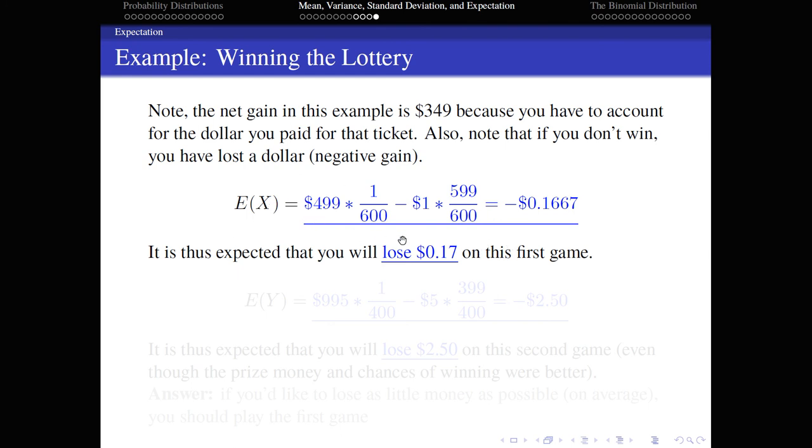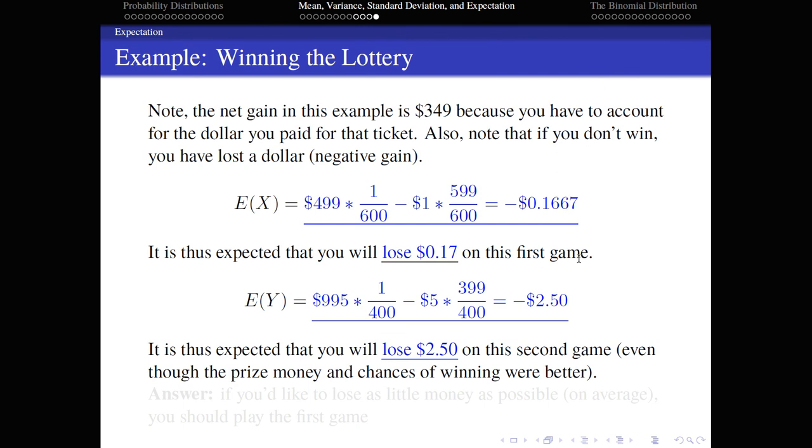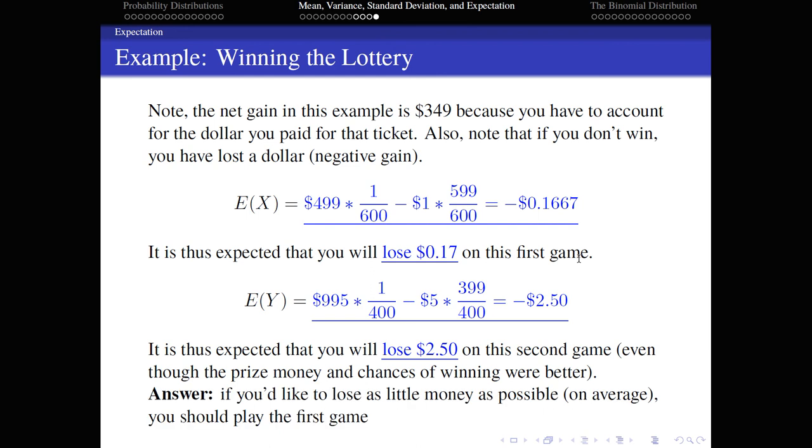Not every time, but if I played it a whole bunch of times, this is how much I would lose per game. Now for the second one, it looks like I'm losing $2.50 per game. That's way worse. If I could lose 17 cents per game or $2.50 per game, neither of them is great, but if I'd like to lose as little money as possible, I would want to play the first game. Note, don't forget to answer the question in these types of multi-step questions.